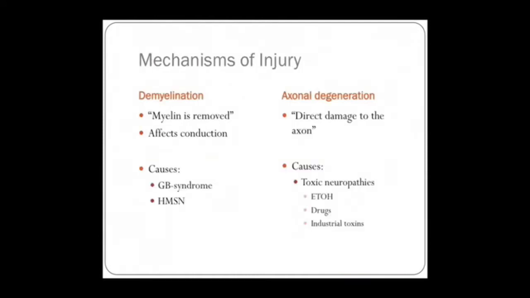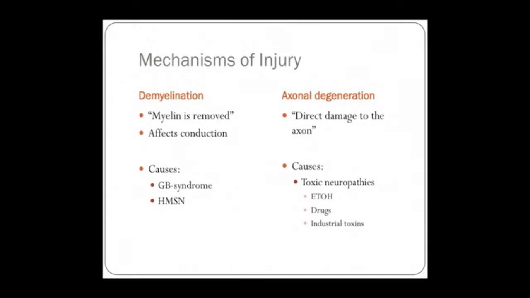I think in your notes, there's a table of the different mechanisms of injury. And actually, it's quite useful to know some of these mechanisms because it reminds you of some of the most important causes if you learn the ones that go along. So demyelination is one of the absolutely key processes that goes on in peripheral neuropathies. Obviously, the myelin's removed, and this affects the conduction. So the conduction along the different fibers will be severely reduced because of the loss of myelin.